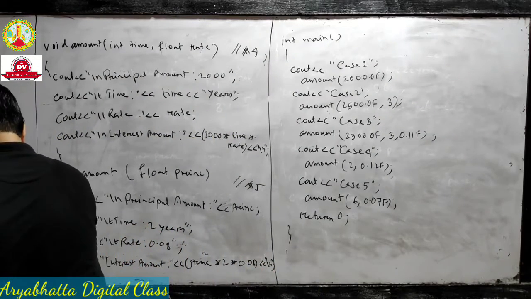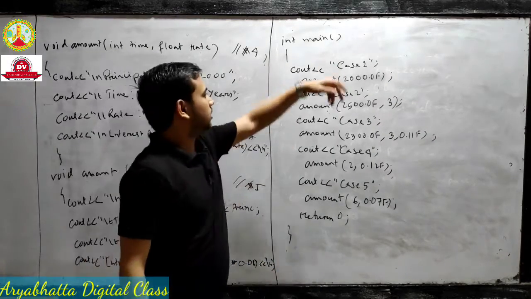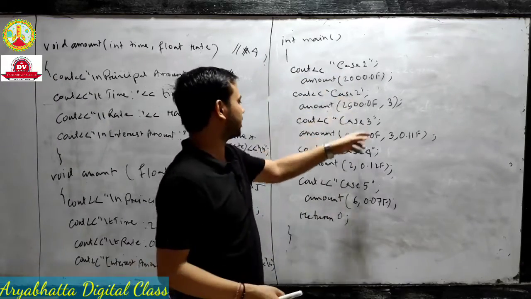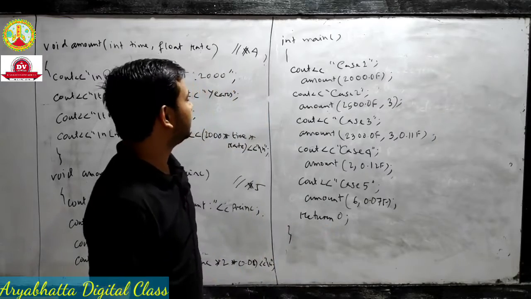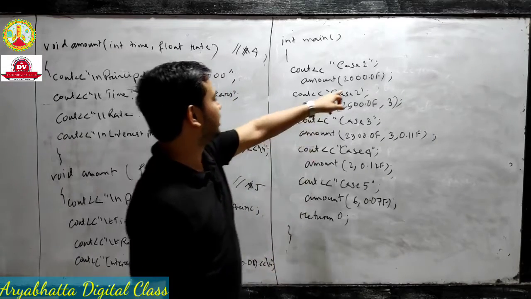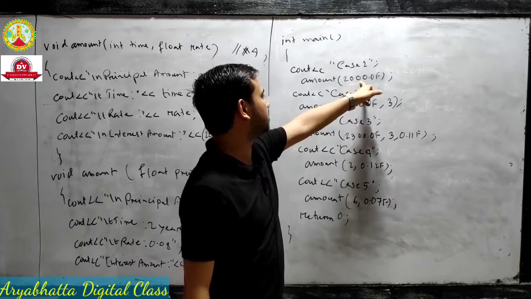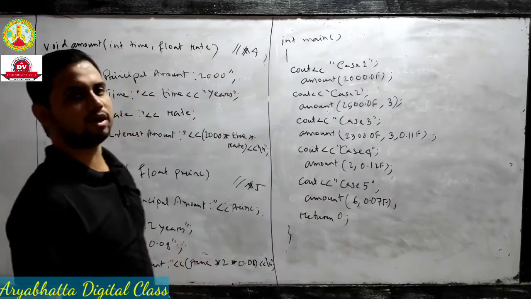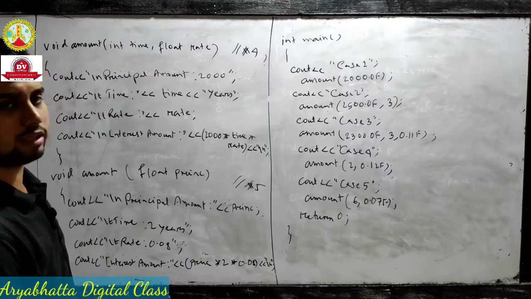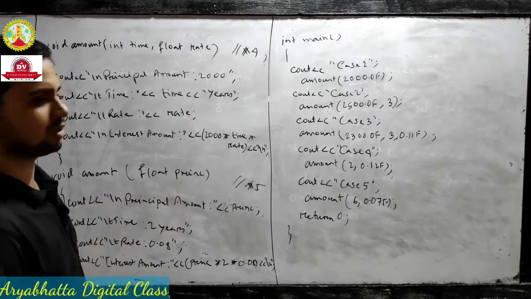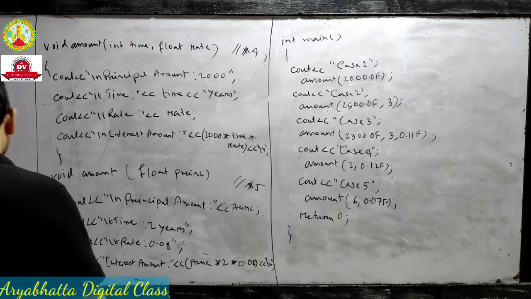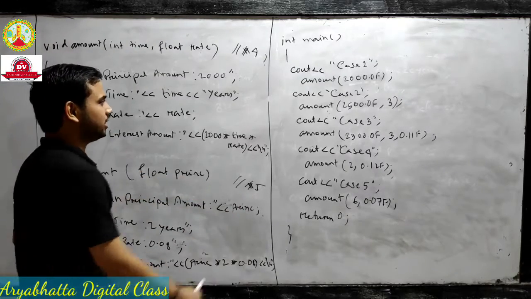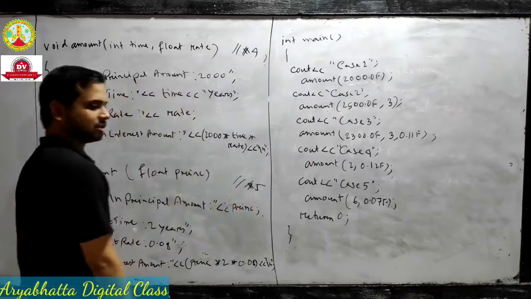You see this. How many cases did we declare? 5 cases: case 1, case 2, case 3, case 4, case 5. In case 1, we declare only the principal amount, 2000f meaning float number, only principal amount. Rate and time are declared in input. And in which function are rate and time declared in input? Function number 5. You see, case 1 is for function 5.